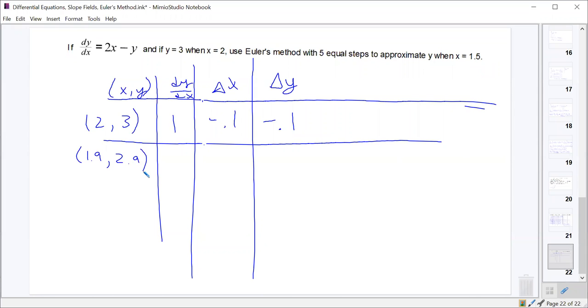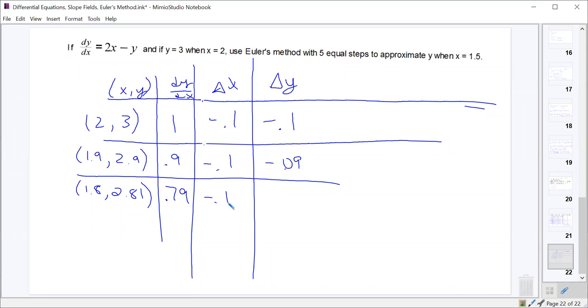And we got 2x minus y. That should just be a 0.9. Yep. A -0.1 here should make this a -0.09. We all agree with that? Next step should be 1.8 then and 2.81. And we got 3.6 minus 2.81 should be, what is that, 0.79? And then this should be a -0.079.